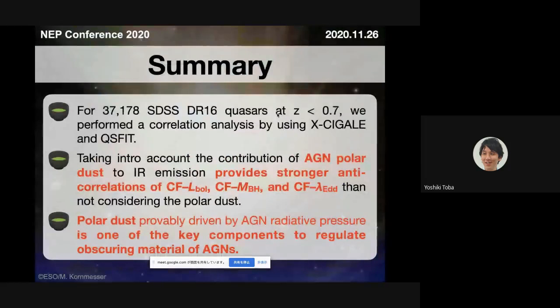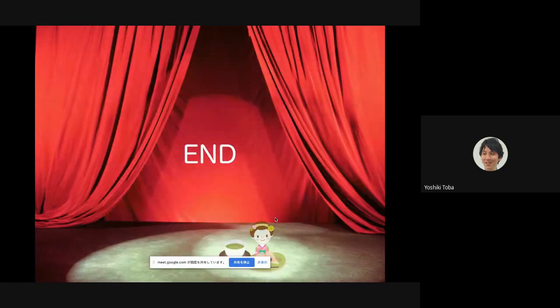So, let me summarize my talk. My most important take-home message to you is that AGN polar dust emission may be an additionally important parameter to regulate the structure of the dust torus. All right, that's it. Thank you for your attention.